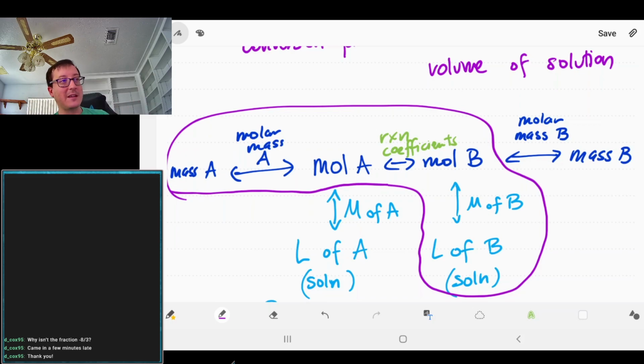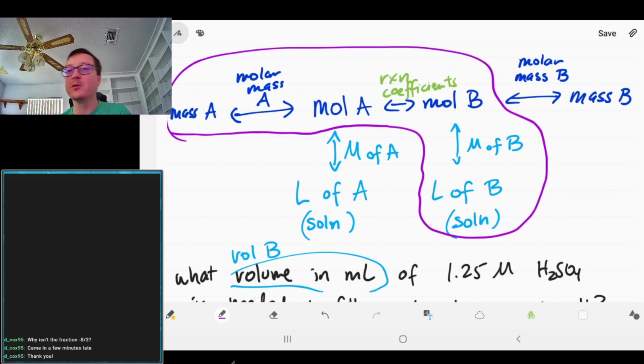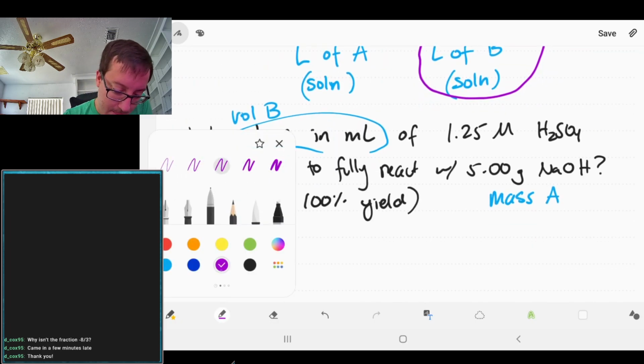We're going from the mass of A, sodium hydroxide, to going to moles of that using the molar mass. We will then use our reaction coefficients to go from sodium hydroxide to sulfuric acid. And then finally, once we have moles of sulfuric acid, we can use its molarity to give us the liters. And then since I asked for milliliters, we'll just have one last little conversion at the end to do. But that's what we're doing right now. So we already have our plan.